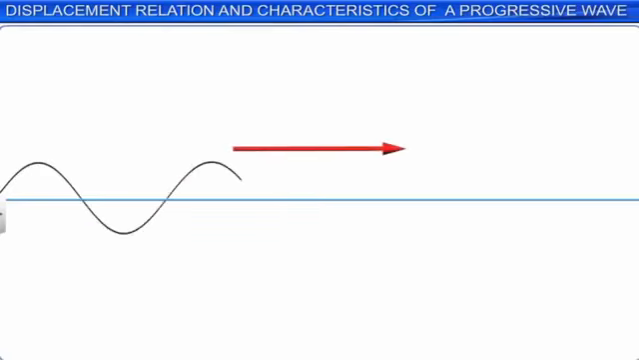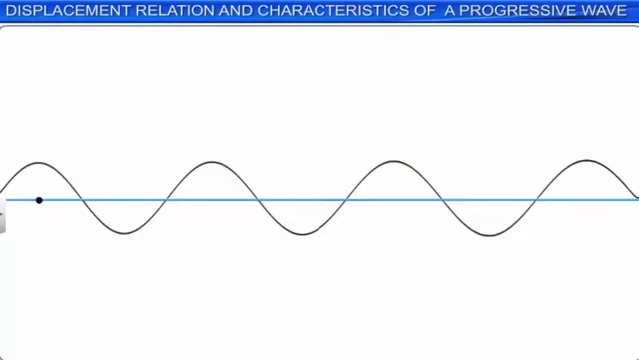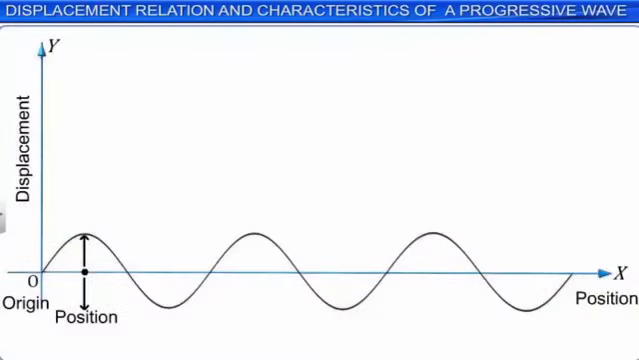During the propagation of a wave through a medium, all the particles of the medium vibrate about a mean position with simple harmonic motion. The displacement of a particle from its mean position at any given time depends on its position with respect to the origin of the wave.